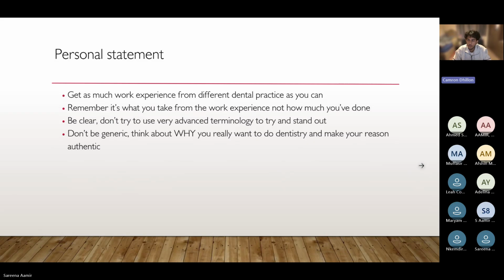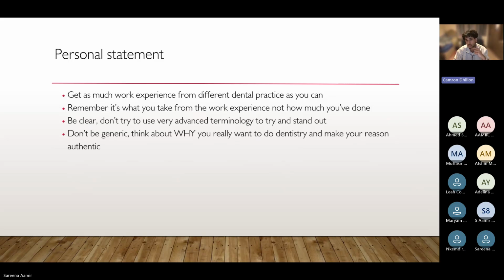Okay, so after the UCAT, I then did my personal statement. What I would say for this is get as much work experience from as many different dental practices or dental related things as possible, just because the more exposure you get, the more experiences you have.